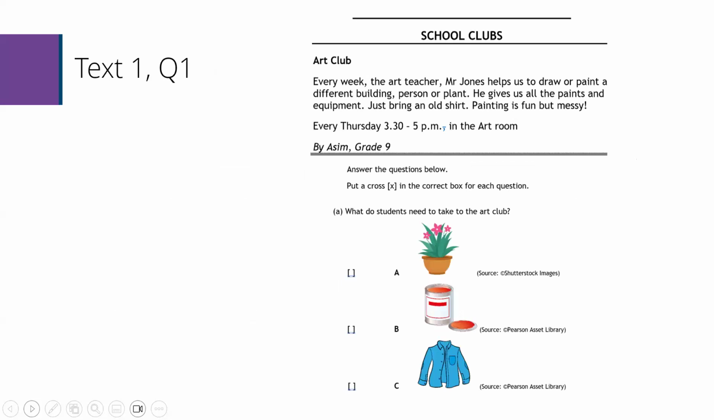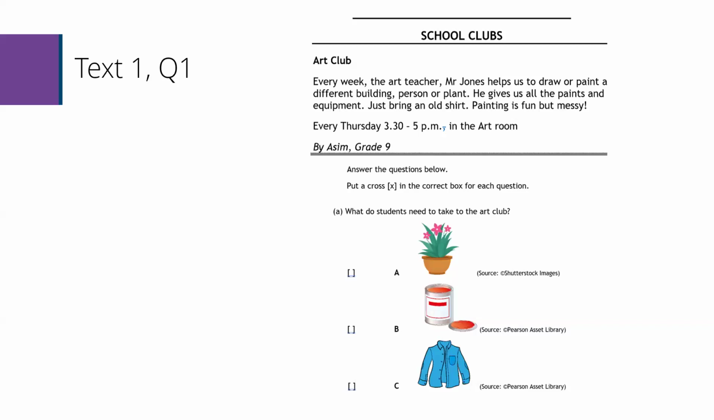So if we have a look at text one, we've got the example of the multiple choice type question there. The text says, every week the art teacher, Mr. Jones, helps us to draw or paint a different building, person or plant. He gives us all the paints and equipment. Just bring an old shirt. Painting is fun, but messy. So we've got that text one, short text. We've got a multiple choice question, and in this case, a multiple choice question supported by a visual.